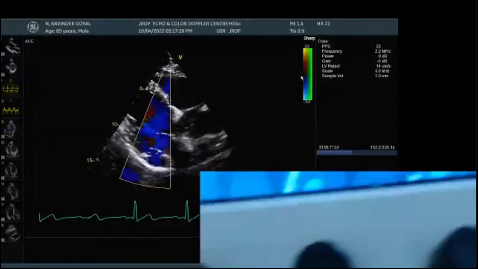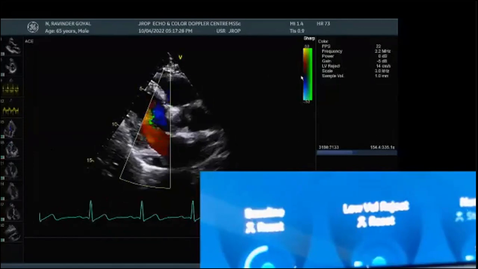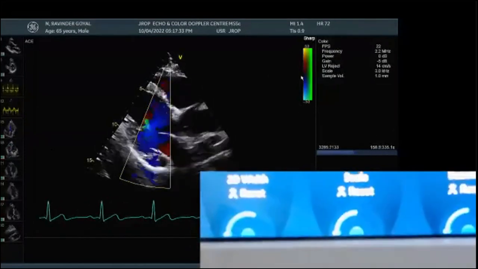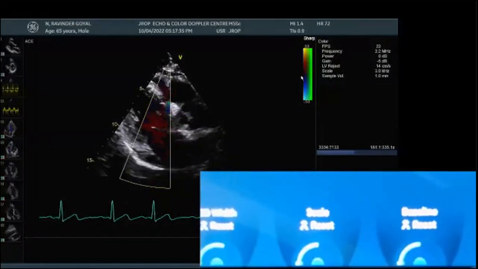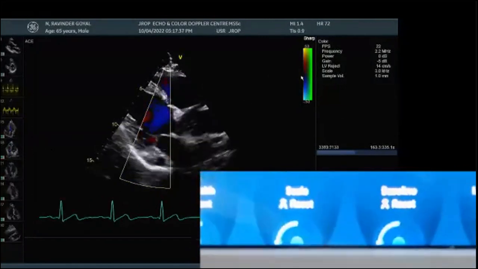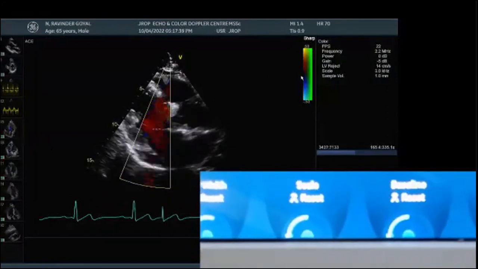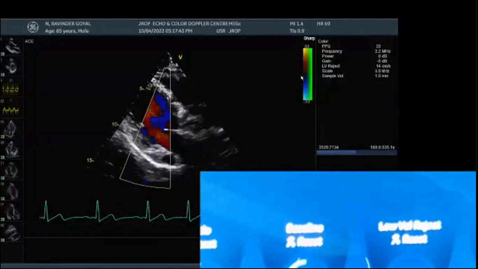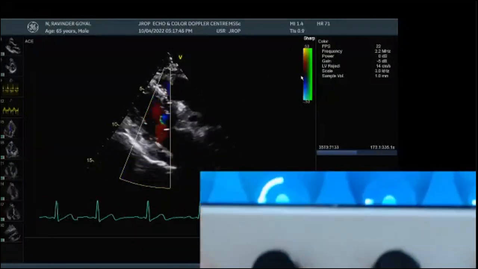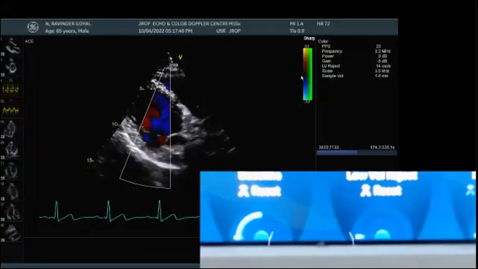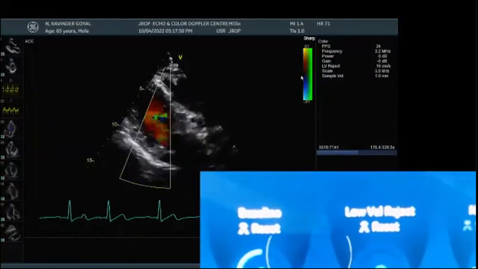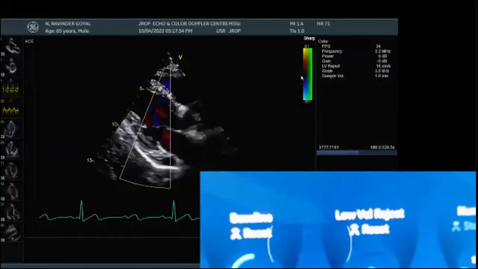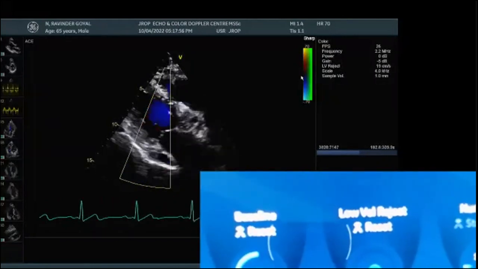Look at the scale out here. There is a button which is the name of a scale on the screen: 2D, width, then comes scale and reset. If I change the scale on the screen using this knob, look, the Nyquist limit is changing to 61. I'm going further, it goes to 70.